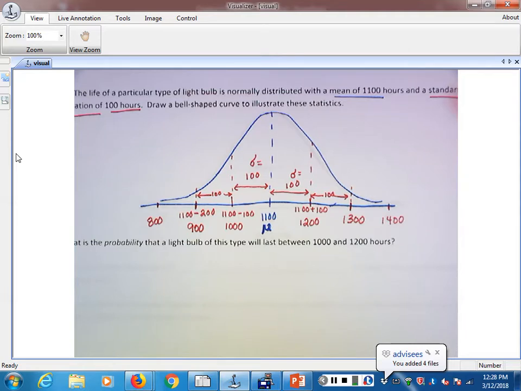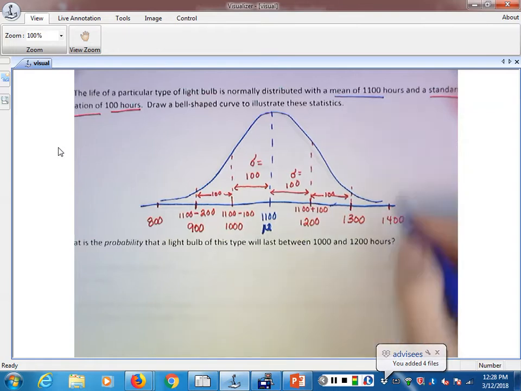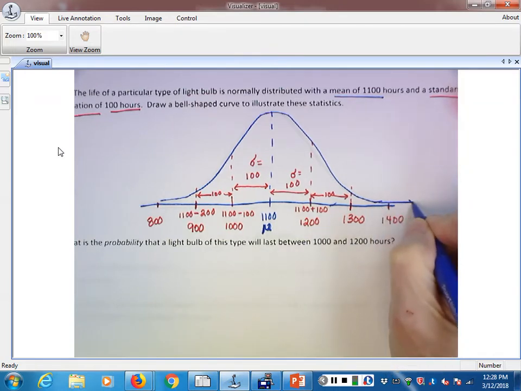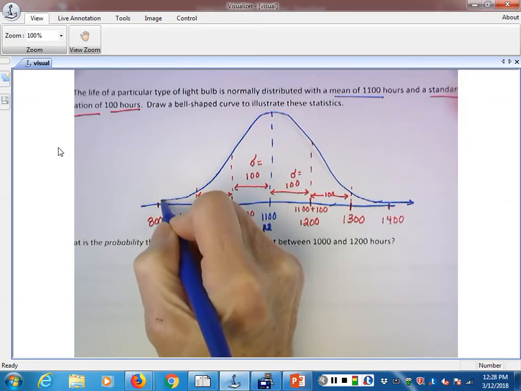Okay? That's the actual curve that we're talking about. And notice here that I did not make this cross. What's going to happen here is it gets just really, really flat, but it continues on forever.